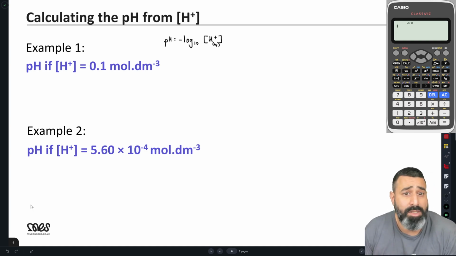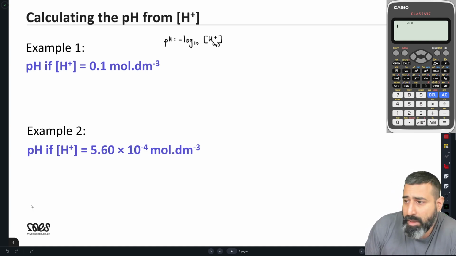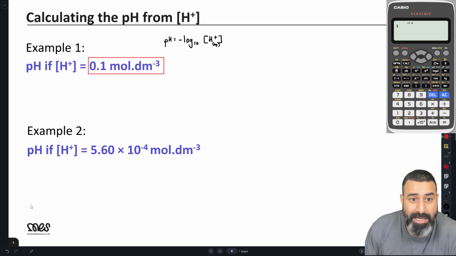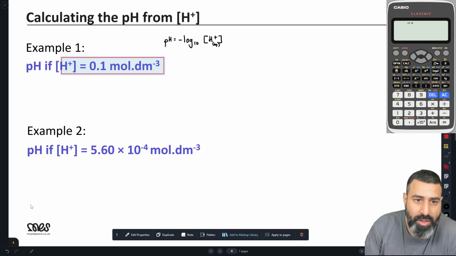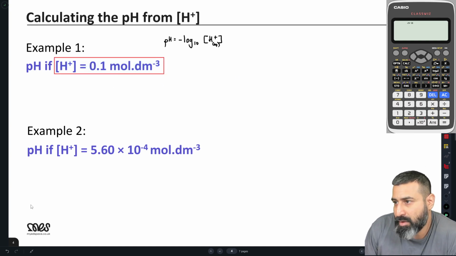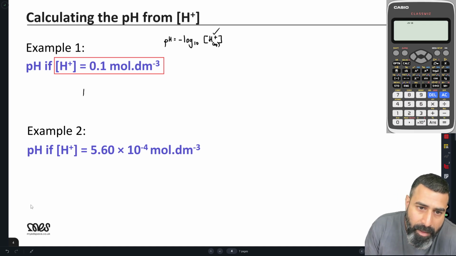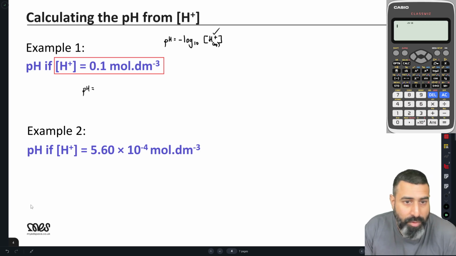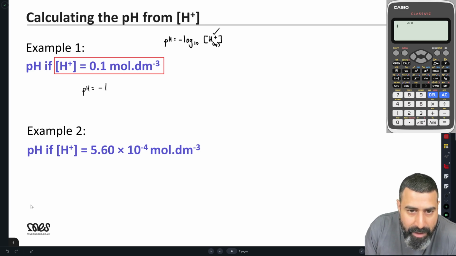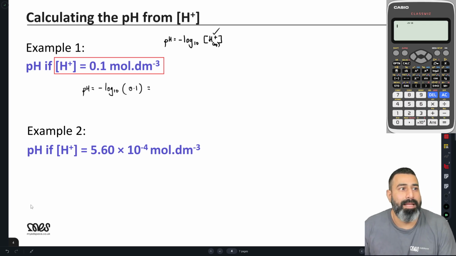All we're going to do is use this formula. If the hydrogen ion concentration is 0.1 moles per decimeter cubed, and I look at that equation, I have this term. So all I have to do is use that equation. To convert that into pH, I'm going to do minus log base 10, stick this number in, which is 0.1, and let's see what we get.